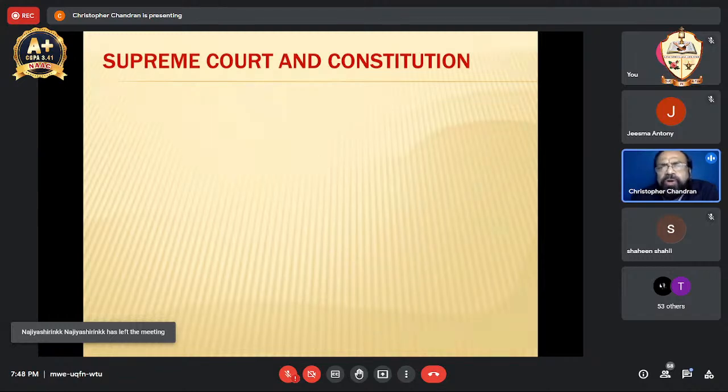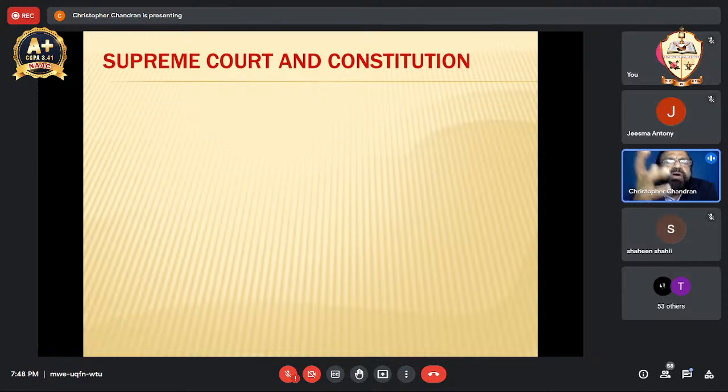Okay. The next 3 slides will be with regard to the Supreme Court acting to protect the Constitution. Our Constitution is still relevant because of the role of the Supreme Court as the guardian of the Constitution. The Constitution is still powerful. The Constitution as the law of the land is still supreme. And this has been so in spite of the parliamentary democracy that we still have.